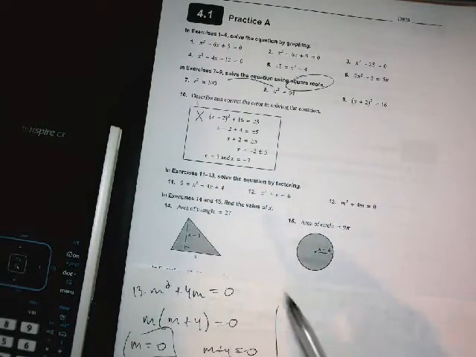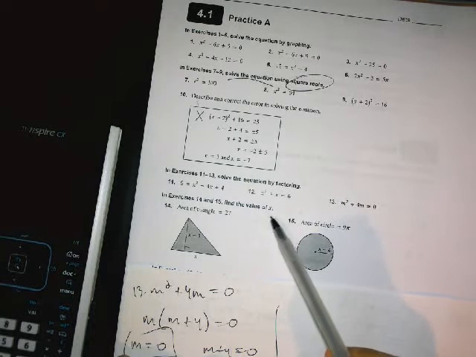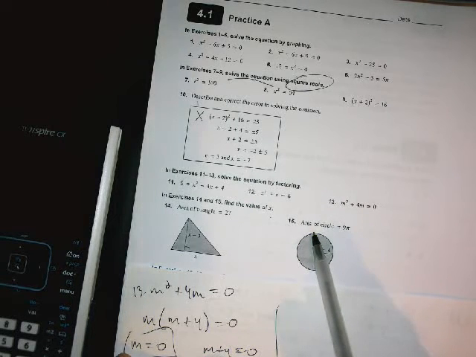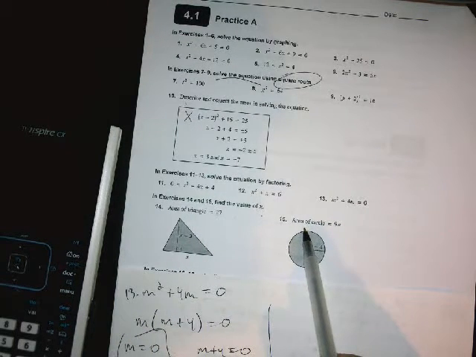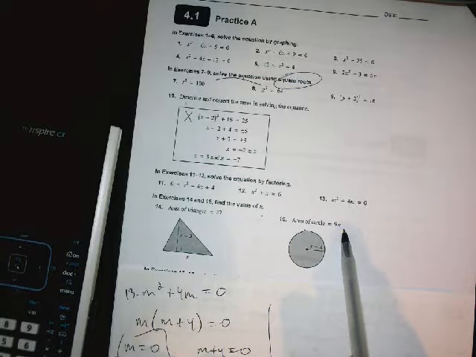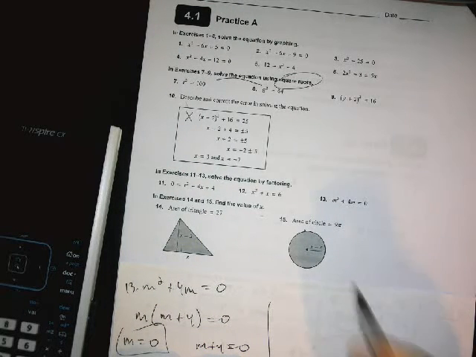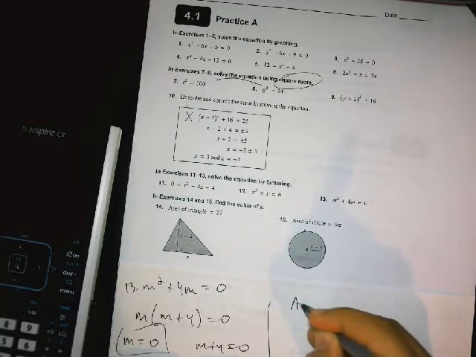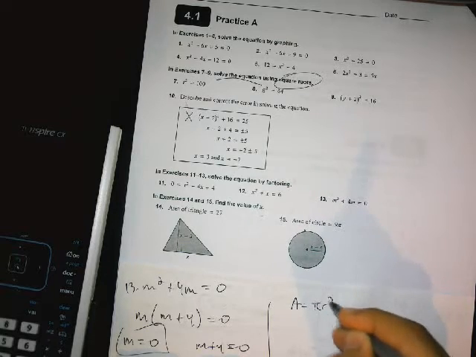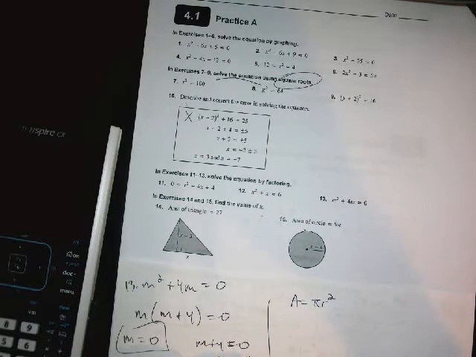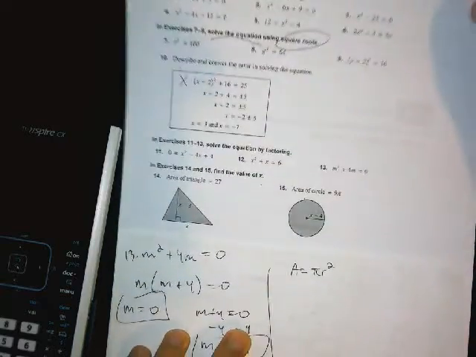Alright, number 15 is a bit fun. Here it says find the value of x and gives us a condition. The area of a circle is equal to 9 pi. And then here we have a circle with the radius of x minus 4. Well, I know that my area for a circle is pi r squared. If you guys don't remember that, you can look on your formula charts.